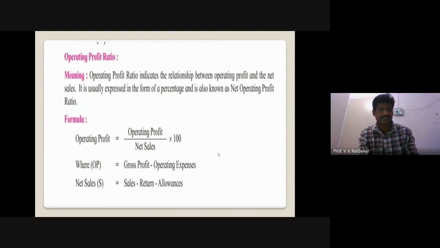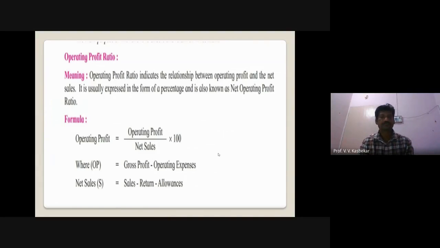Okay, then operating profit ratio. Operating profit ratio indicates the relationship between operating profit and net sales. It is usually expressed in the form of percentage and known as net operating profit. The formula is operating profit ratio is equal to operating profit divided by net sales into 100, whereas operating profit is equal to gross profit minus operating expenses. And net sales, we all know, is sales minus sales returns or allowances.